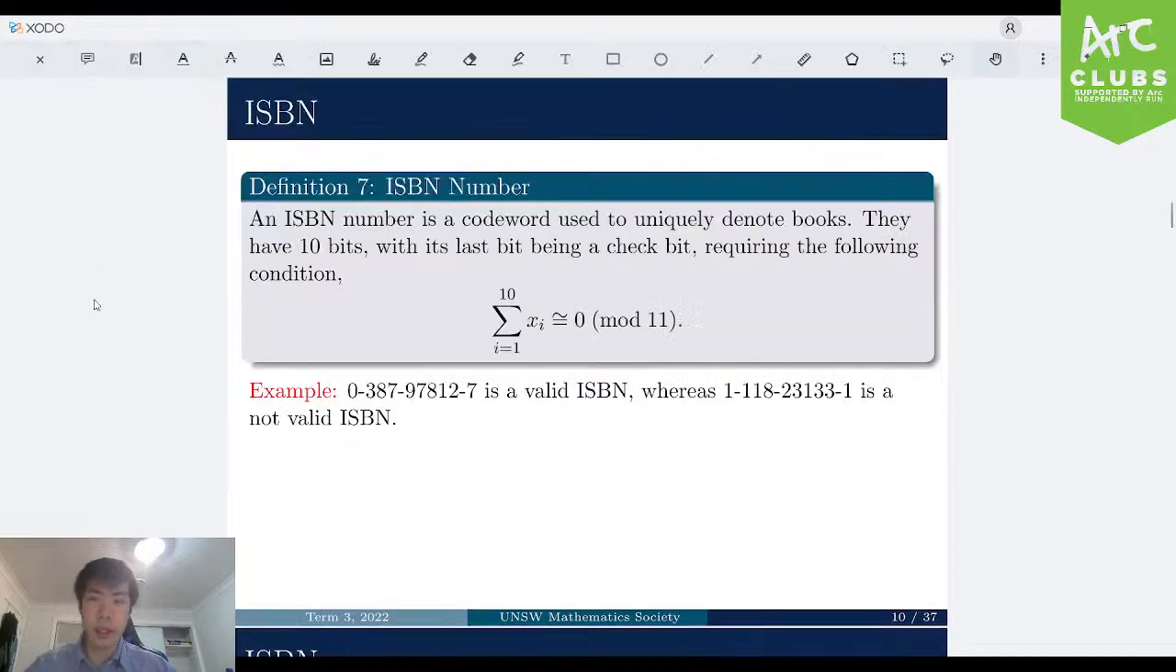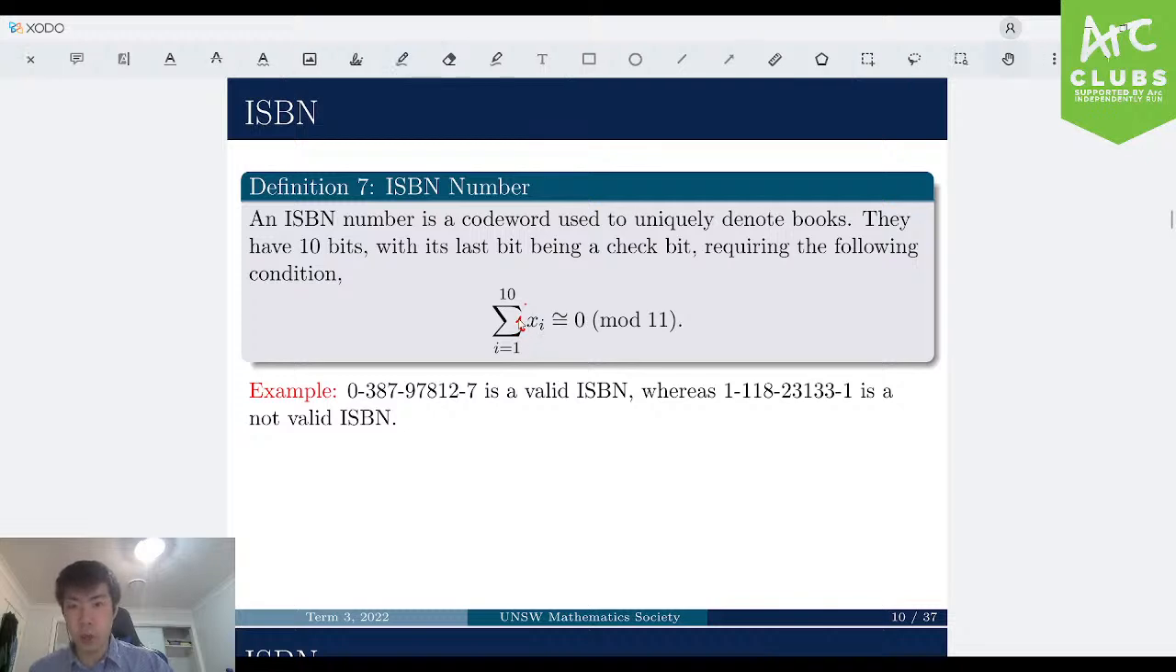All right, moving on. Another code that we have is the ISBN code. An ISBN number is a code word used to uniquely denote books usually. They have 10 bits, with its last bit being a check bit requiring the following condition. The summation of all 10 of these bits. This is actually a typo, I believe. There should be an extra i here. Each of these bits, weighted by the position of where they are, summed up all together, should be congruent to 0 mod 11.